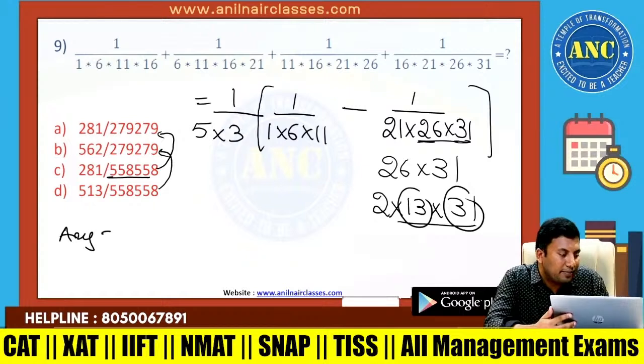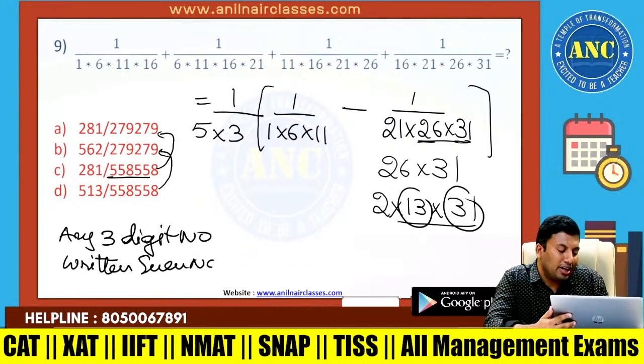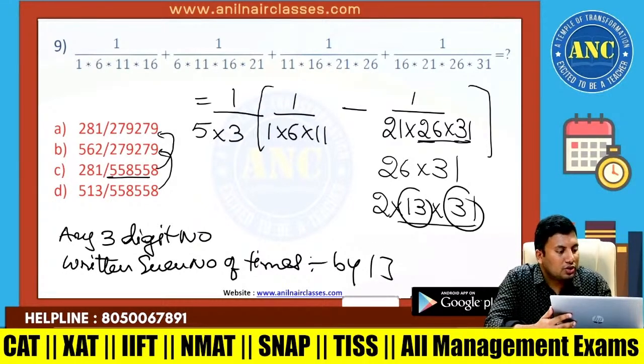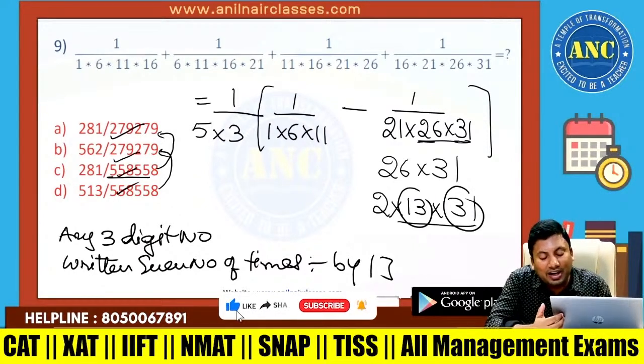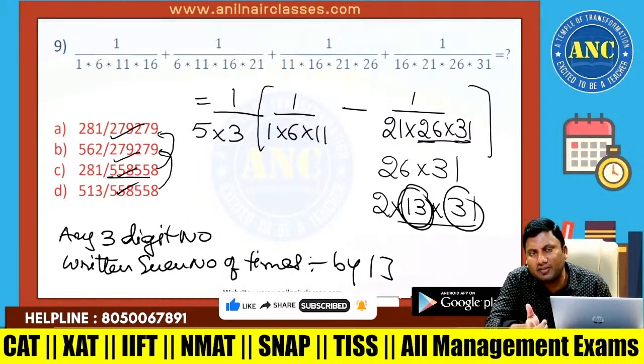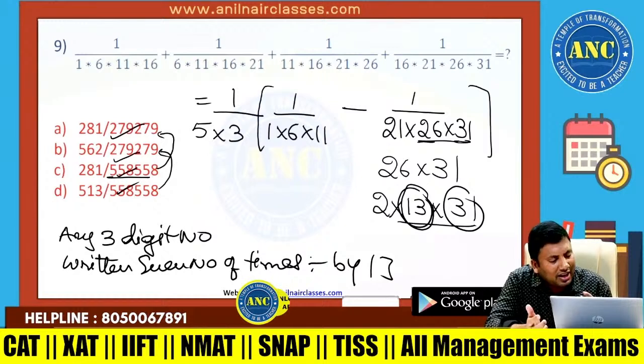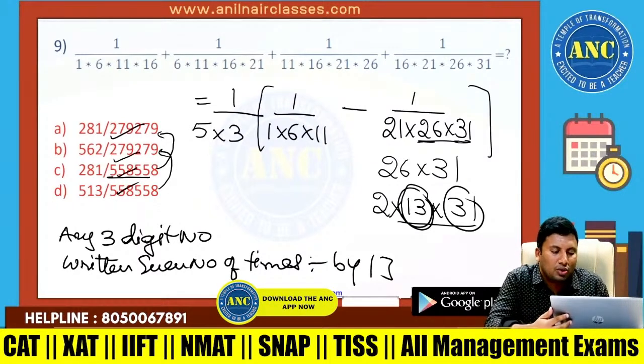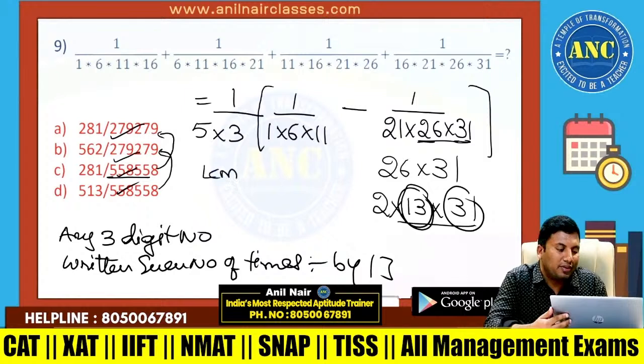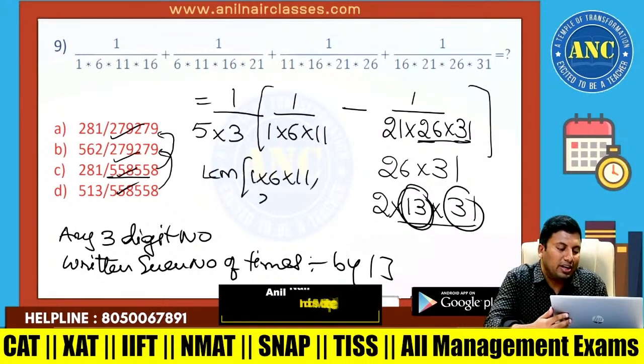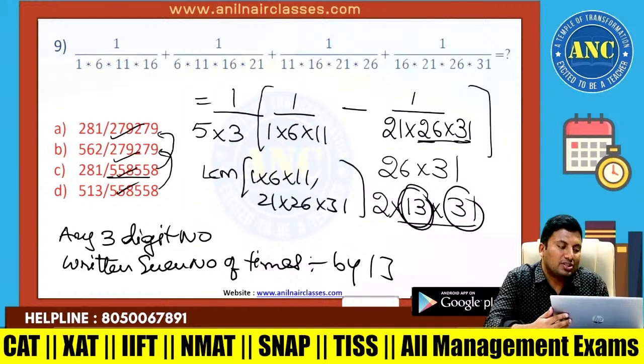Any 3-digit number written an even number of times is always divisible by 13. So divisible by 13, 13, 13. All are coming. So there is no option which can be eliminated even if I know the divisibility rule of 13. I will also discuss in my prime numbers class the divisibility rule of 31, 41, 71 and so on. So the best way to solve it is to use the LCM of 1 into 6 into 11 and 21 into 26 into 31 concept. I hope it is clear.